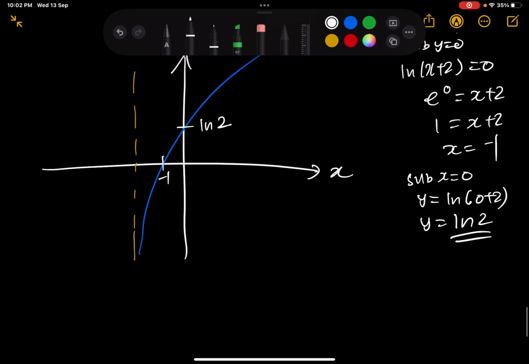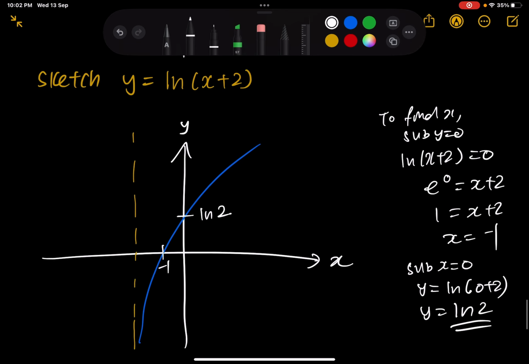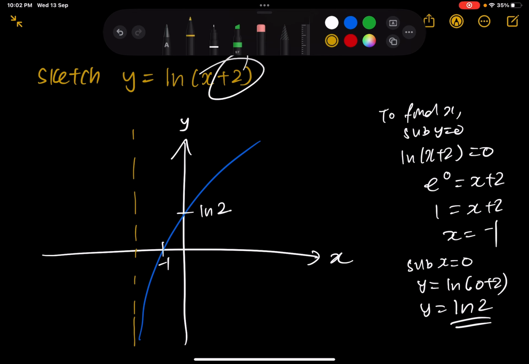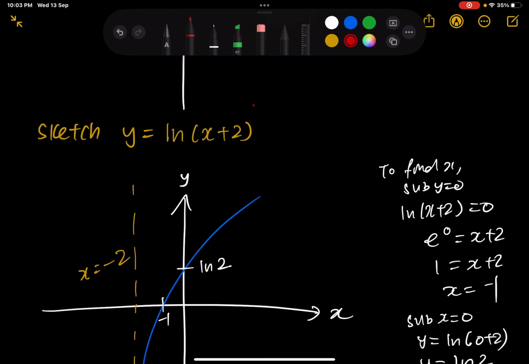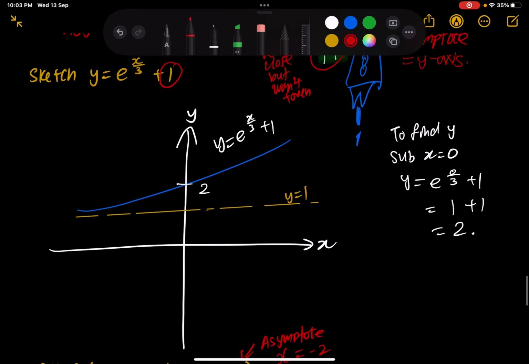So how to find the asymptote? You just inverse, so it becomes x equals -2. So you know the relationship already. For the ln graph, the asymptote will be the opposite, so x equals -2. So for this one, this is the asymptote already.